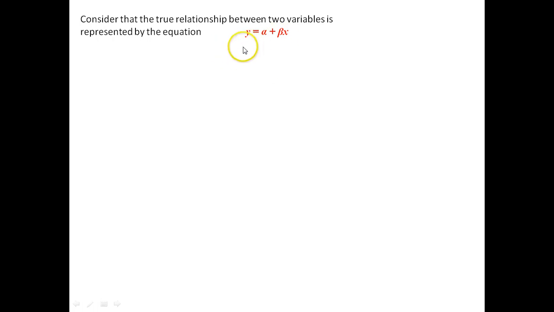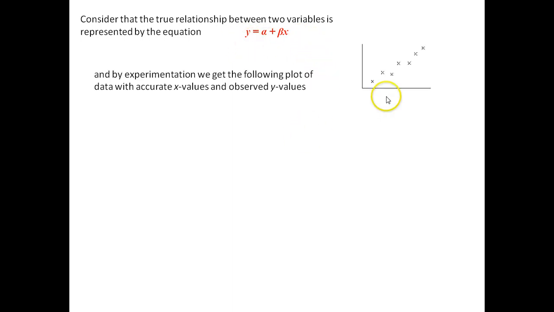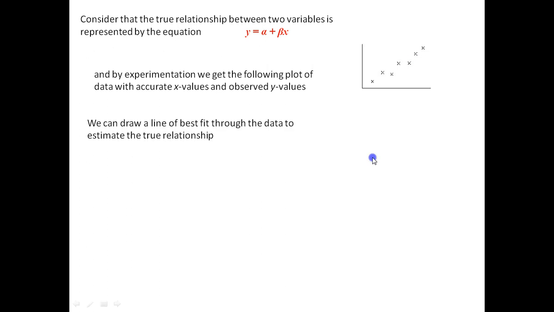Then, suppose our two variables are related by the equation y equals alpha plus beta x. So compare that with y equals mx plus c for a straight line. So our beta is our gradient and our alpha is our y-intercept, or our starting value. Suppose that is the true relationship, then our data plot could look like this, with correct x values and observed y values.